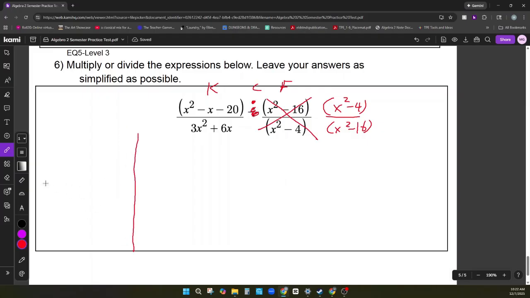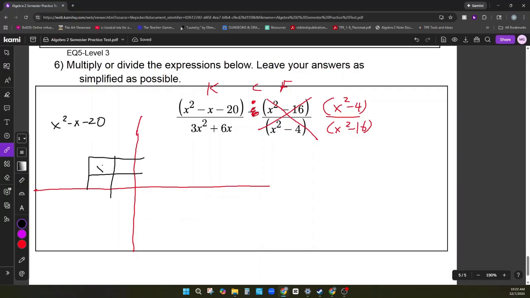It's going to be a very long problem. So the best way to set yourself up for success is by sectioning off and organizing your work. My first expression that I'm going to tackle is my first numerator, that being x squared minus x minus 20. This one I'm going to go ahead and factor. This gives me x squared. This gives me negative 20.